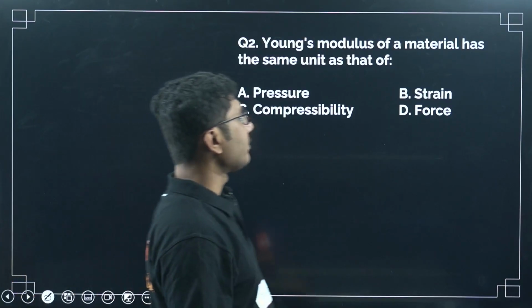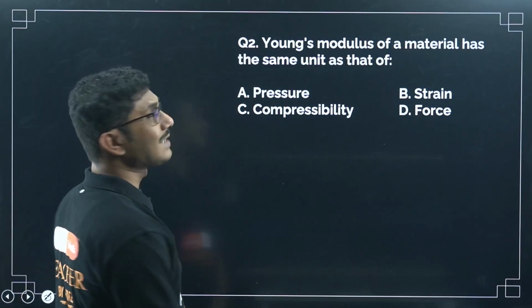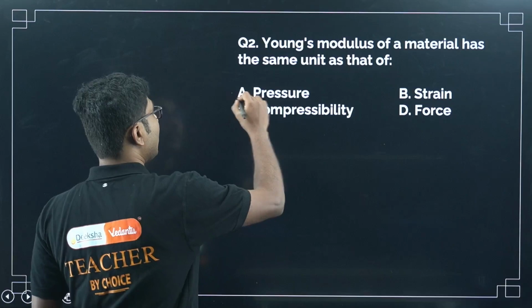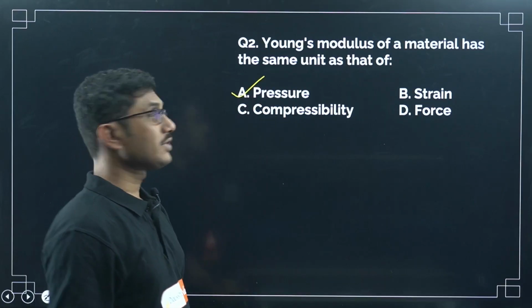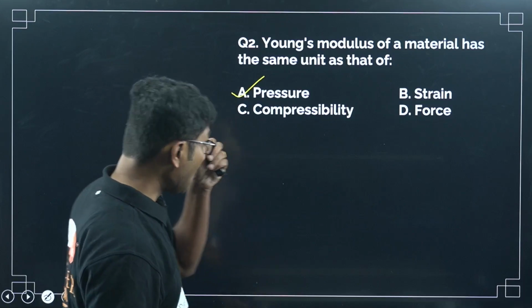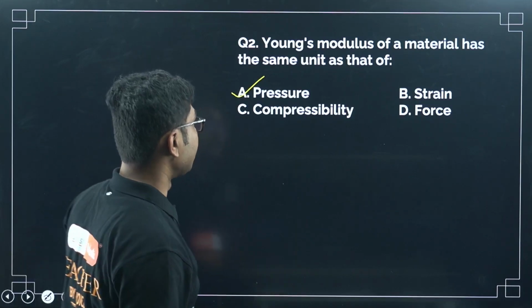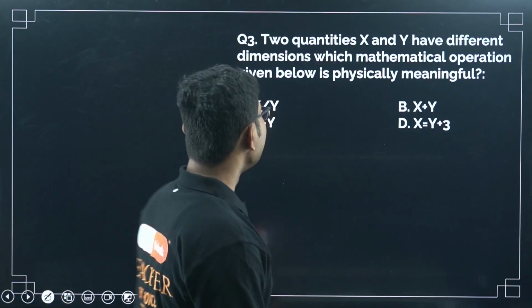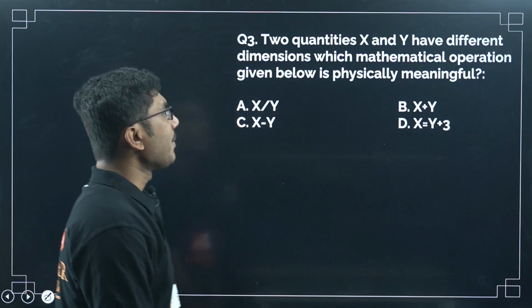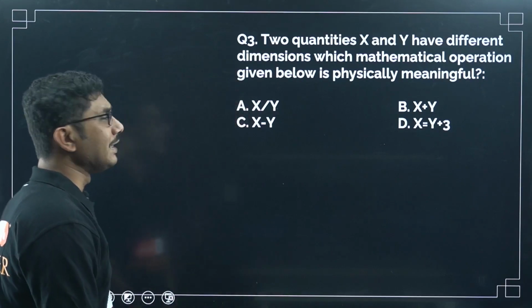Young's modulus of a material has the same unit as that of pressure. I discussed that while teaching the chapter, and also while solving the previous year question. So this is an easy question. The unit of Young's modulus is the same as pressure. Now, two quantities x and y have different dimensions. Which mathematical operation given below is physically meaningful?